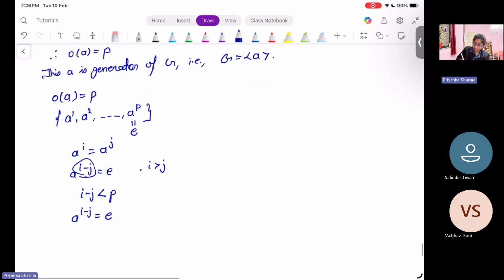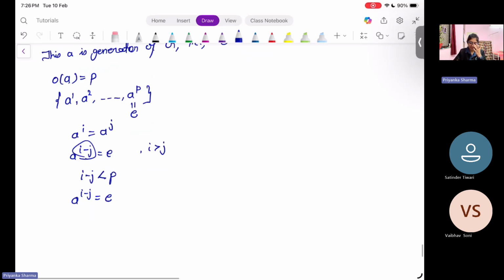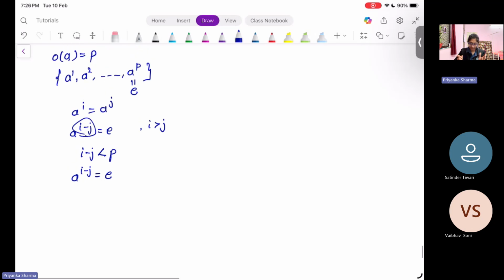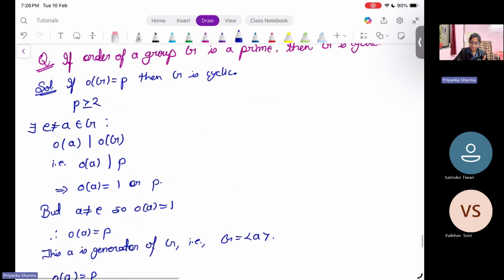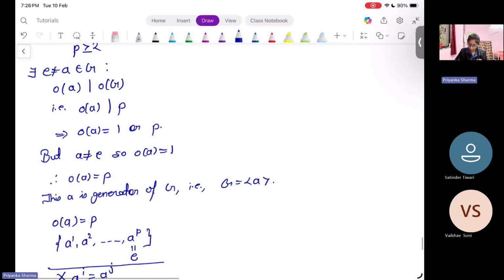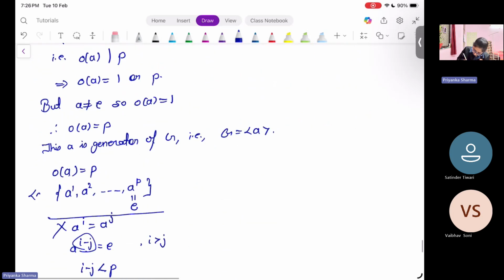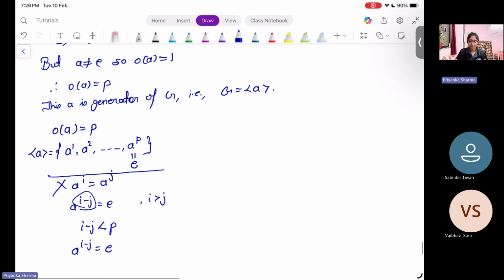It means you can have something less than P which can be a power of A, which is a contradiction. So no, this is not possible. So this is exactly P different elements, and G has exactly P elements. So this is how you can say that the subgroup generated by A will cover the whole group G. Clear?